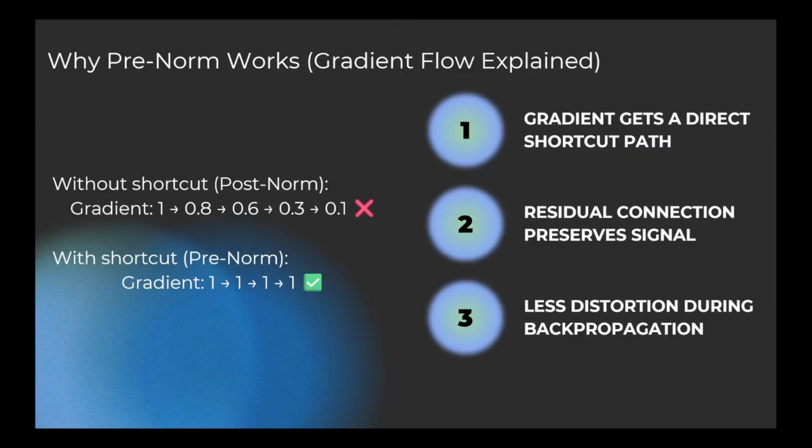In this slide we can see that without shortcuts, the gradient is getting weaker and weaker at the early layers, because we are going backward. With shortcuts, our gradient is preserved. The gradient gets a direct shortcut path, residual connections preserve signals, and there is less distortion during backpropagation. So this solves all three problems. The gradient will not get weak, training is smooth, there are no ups and downs in loss, and deep transformer model training was possible because of this simple fix.